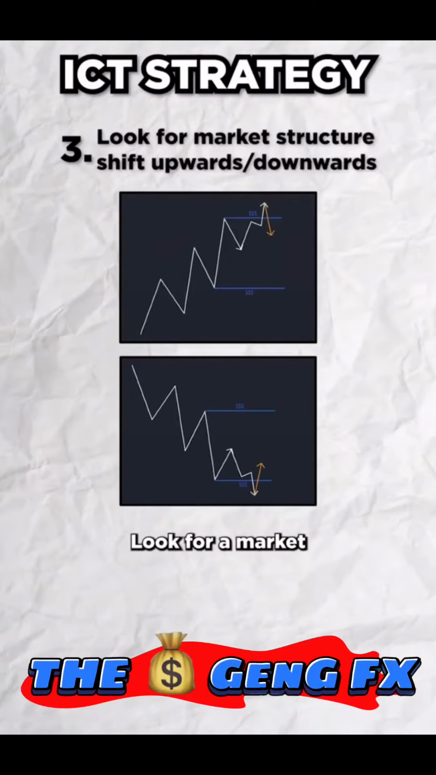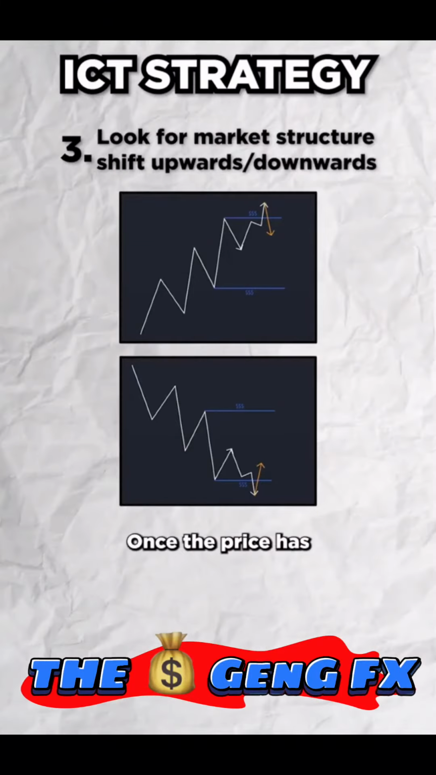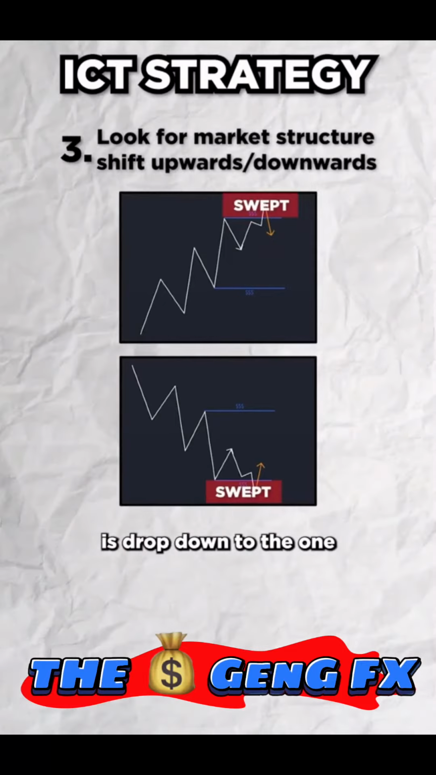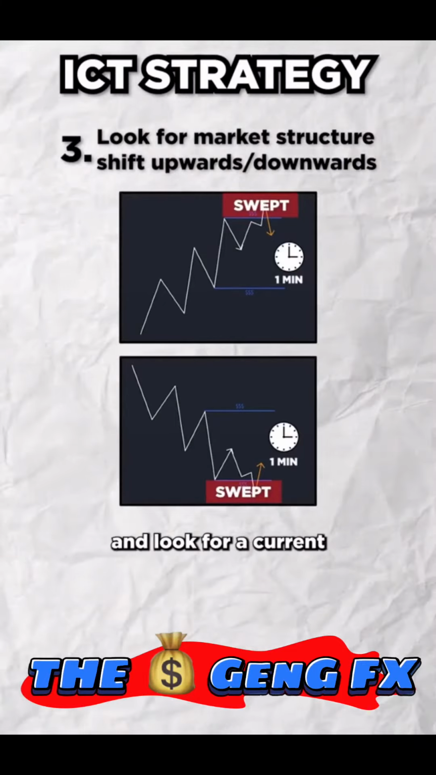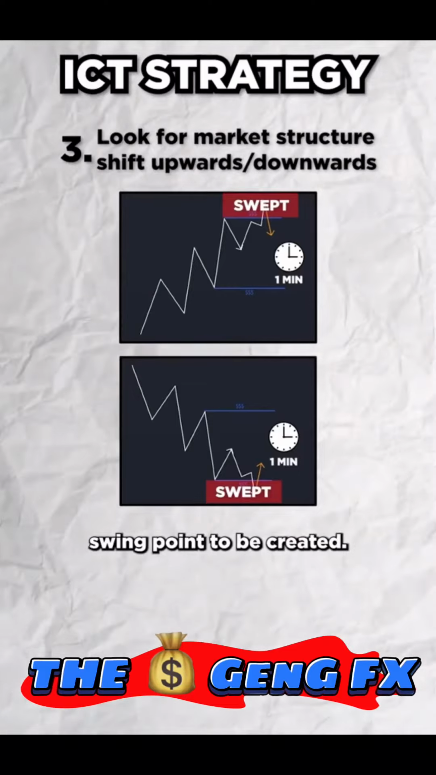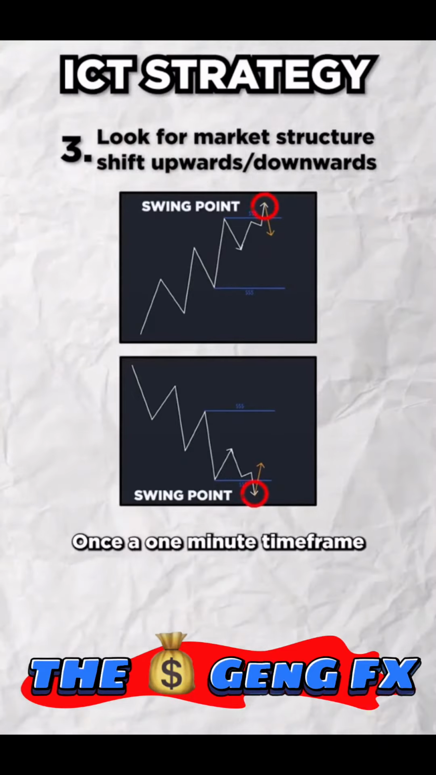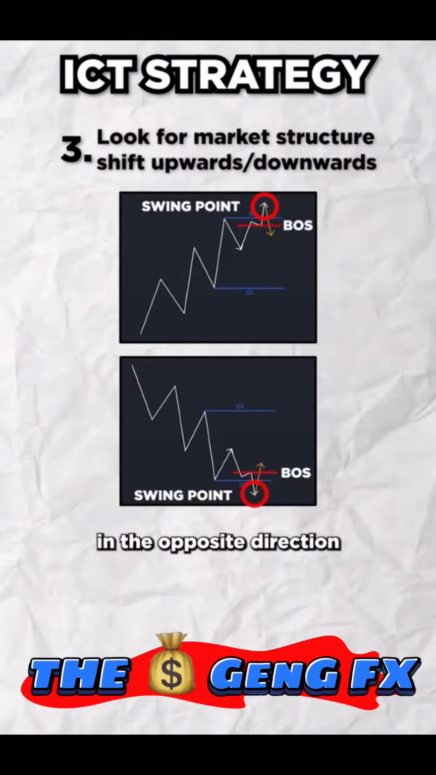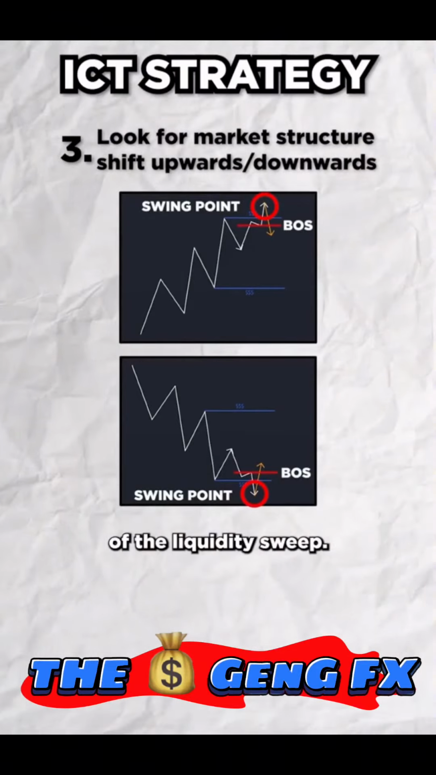Step 3. Look for a market structure shift. Once the price has swept either side of the liquidity, what you want to do here is drop down to the 1-minute time frame and look for a current swing point to be created. Once a 1-minute time frame swing point has formed, we wait patiently for a break of structure in the opposite direction of the liquidity sweep.